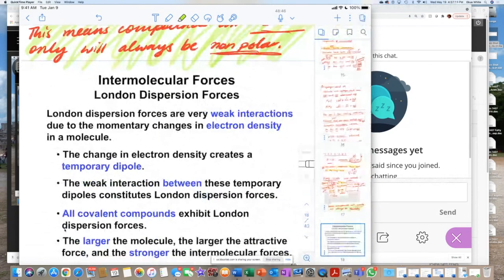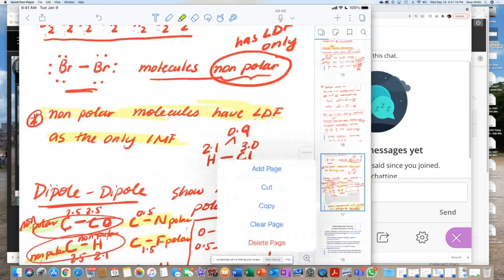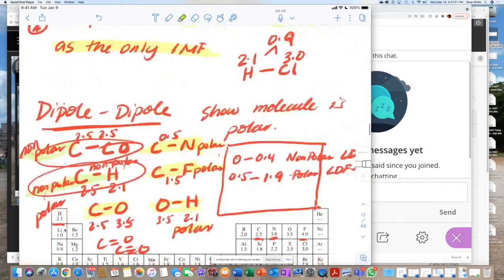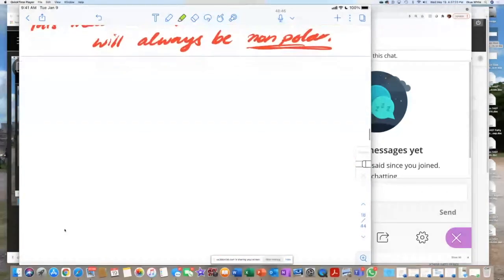So I showed you the bonds that are usually polar, right? And you've seen that. Now I want to talk about hydrogen bonding. Hydrogen bonding was my best when I was a student because it was easiest to tell. With hydrogen bonds, how do you identify that a molecule has hydrogen bonds?